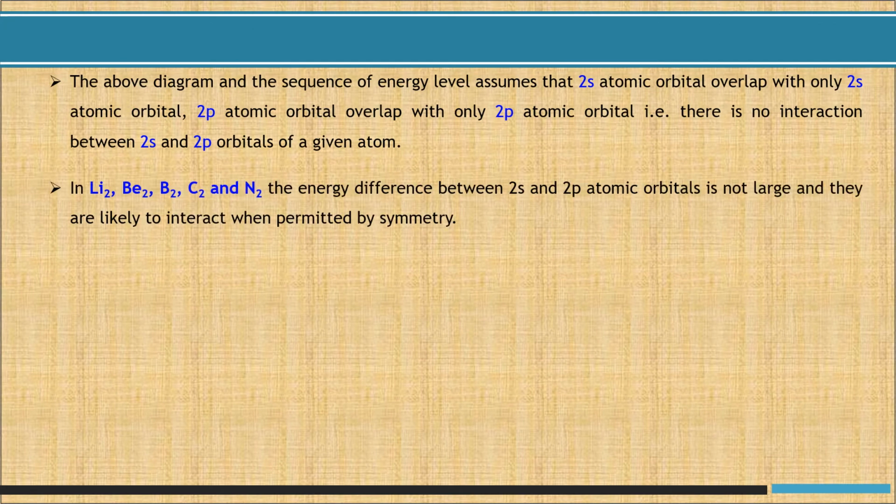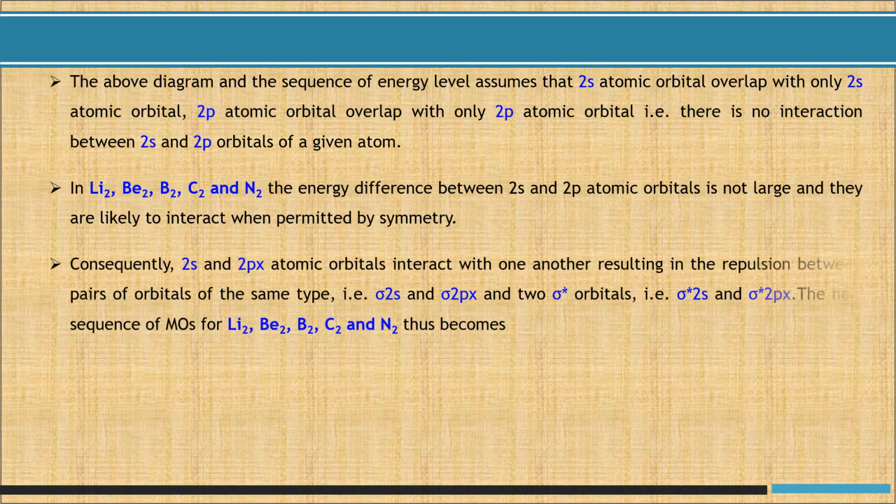The above diagram and the sequence of energy levels assume that the 2s atomic orbital overlaps with only the 2s atomic orbital and the 2p atomic orbital overlaps with only the 2p atomic orbital. That is, there is no interaction between 2s and 2p orbitals of a given atom. In Li2, Be2, B2, C2 and N2, the energy difference between 2s and 2p atomic orbitals is not large, and they are likely to interact when they have the permitted symmetry.